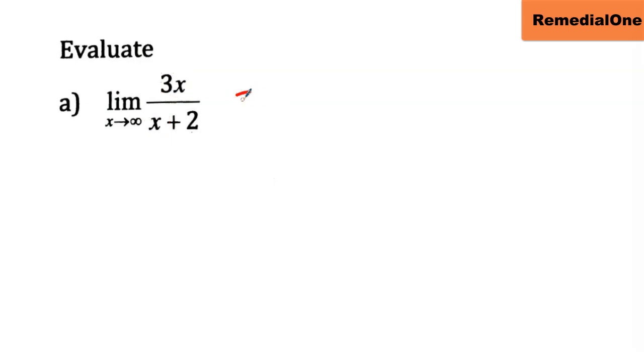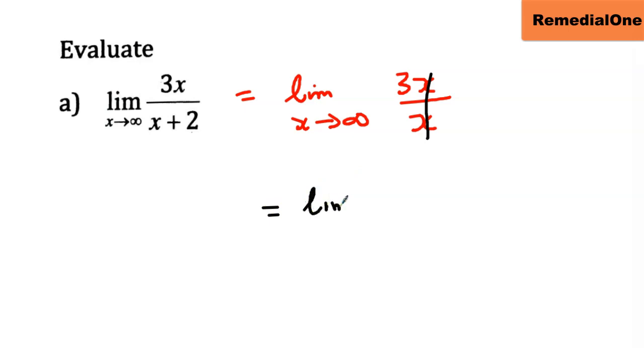So if that is the case, then you consider the limit as x approaches infinity of 3x over x. But we have x here and x here, so it turns into 1, and that goes away. So that gives us the limit as x approaches infinity of 3. And the limit as x approaches infinity of a constant is that constant. And you can also consider it in a different way.